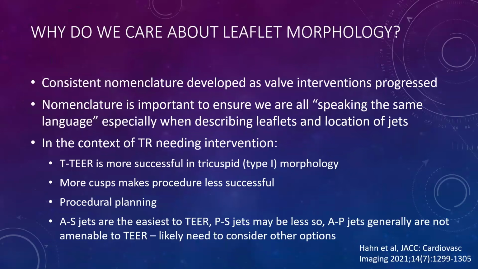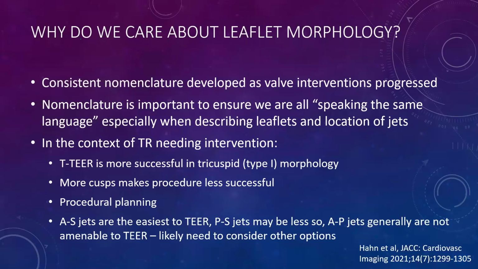Okay, and why do we even care about this? We made this complicated system, and what's the usefulness of that? Well, part of it is to make sure that we're having consistent naming and nomenclature, so that when we're speaking to each other, we understand what we're saying. But it's also important when we're describing the leaflets and the location of the jets. And if we're intervening, T-TEER, which is tricuspid edge-to-edge repair, has been shown to be more successful in type 1 morphology where there's just 3 leaflets. And as you get to more complex morphologies, the procedural success rates do go down.